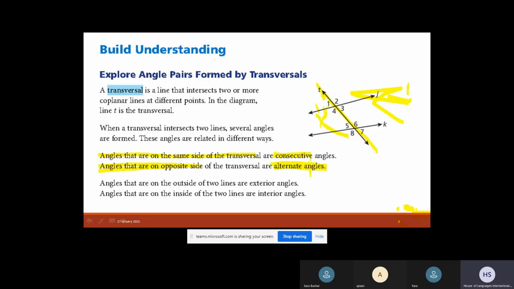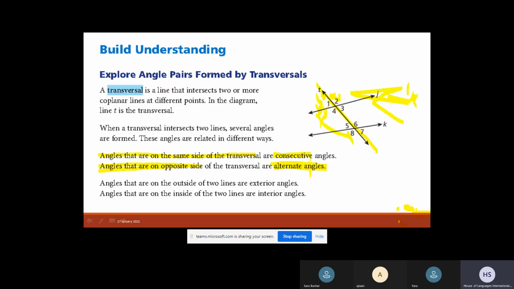So consecutive means what? They are on the same side, like both of them are on the right, as an example: 2 with 3 or 6 or 7. Or on the left, all of them on the left, like 1 or 4 or 5 or 8. These are consecutive angles.